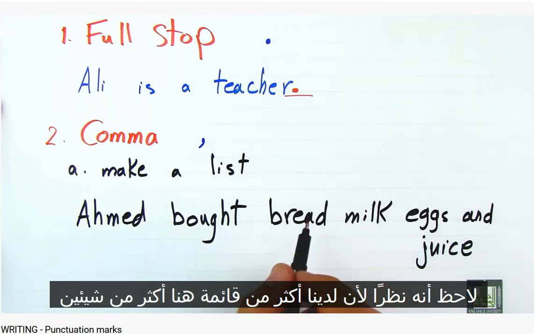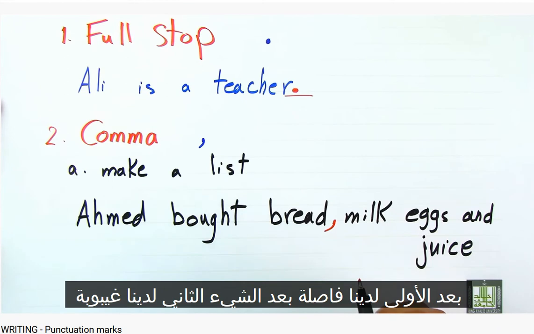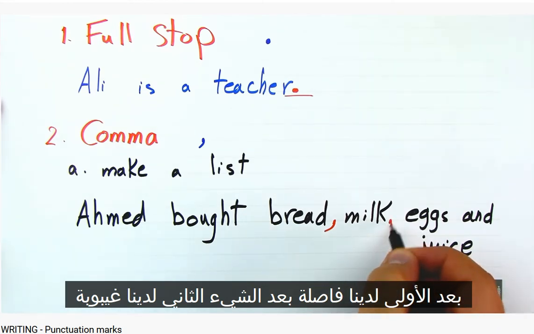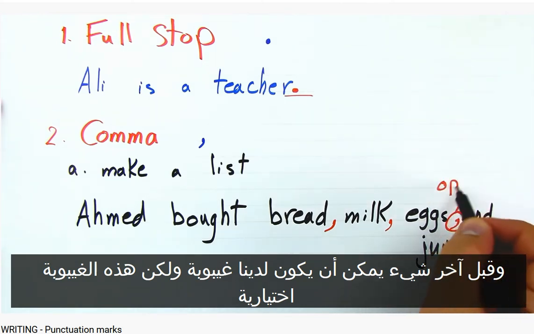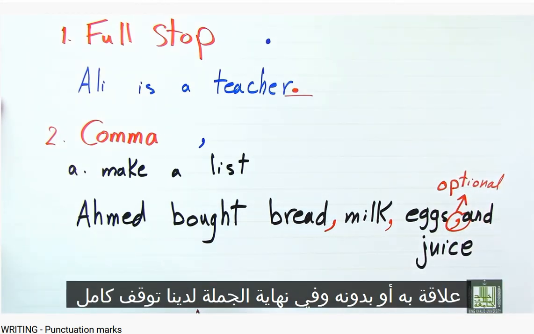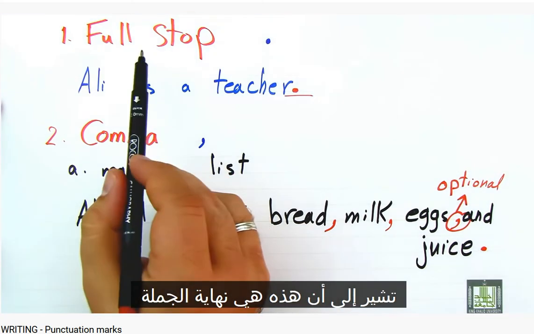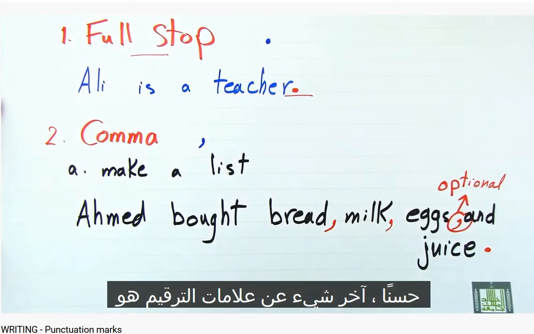Notice that since we have a list here, more than two things, after the first one we have a comma, after the second thing we have a comma, and before the last thing we can have a comma, but this comma is optional. You can do with it or without it. And at the end of the sentence we have a full stop to indicate that this is the end of the sentence. Okay?